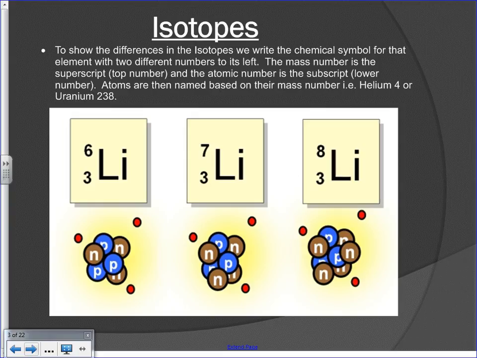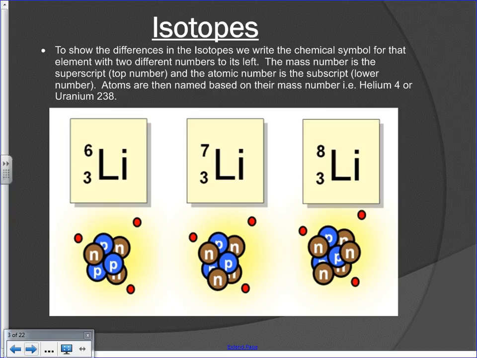So the other number then is the total mass number. How many particles are in the nucleus? So in this lithium, there's 3 protons and there's how many neutrons? 3. And in this one, there's 3 protons and there's 4. So we got it. It's pretty straightforward, right? That's how we write those generally.